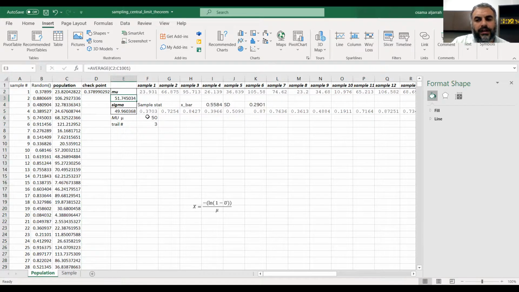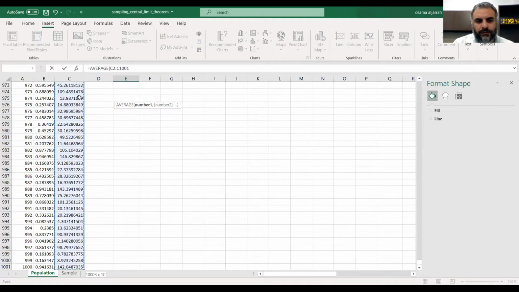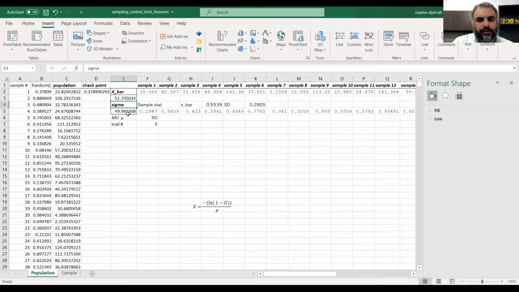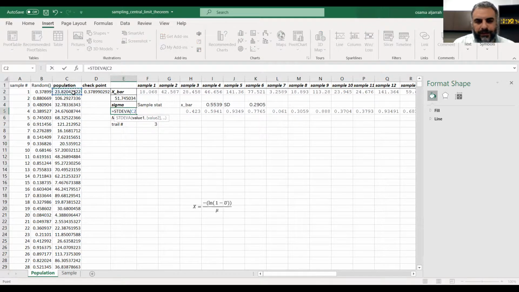Then you need to calculate the mean and standard deviation for your population. So this is X bar, and then the sigma. This will be the average of your population, and then sigma will be the standard deviation, also for your population.